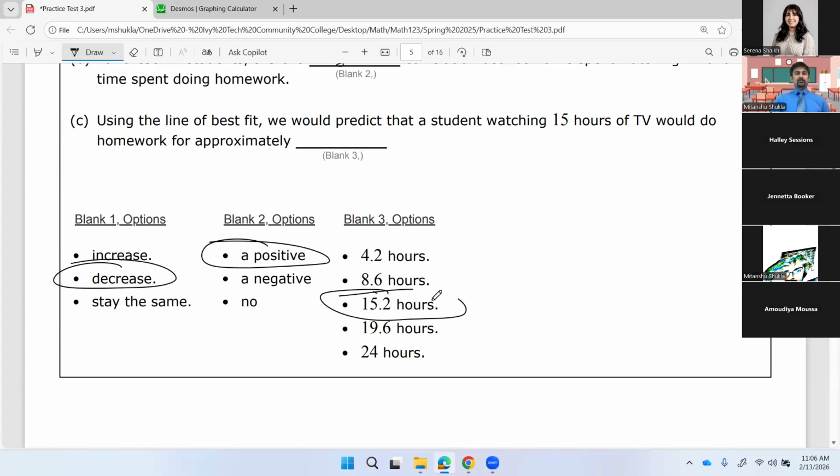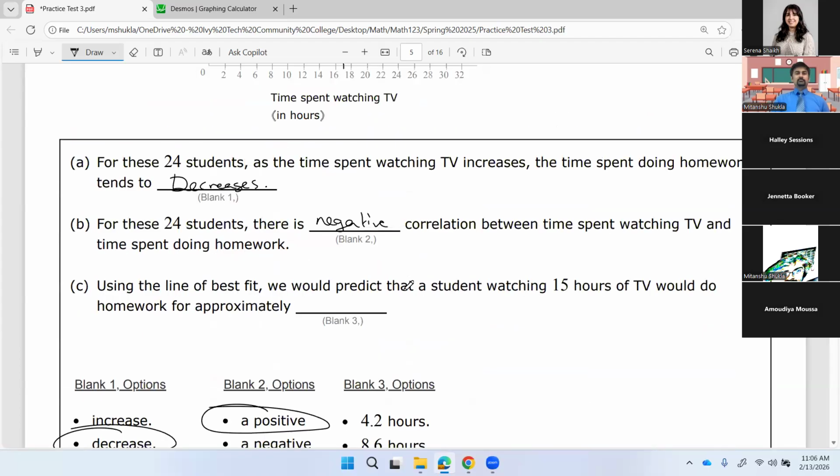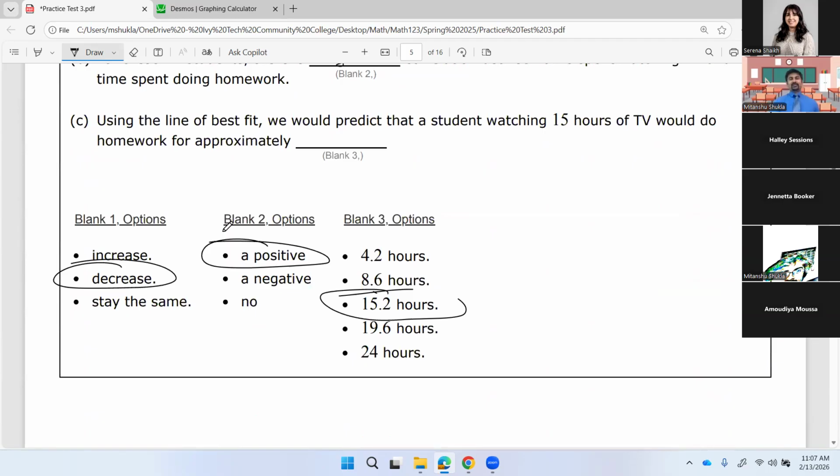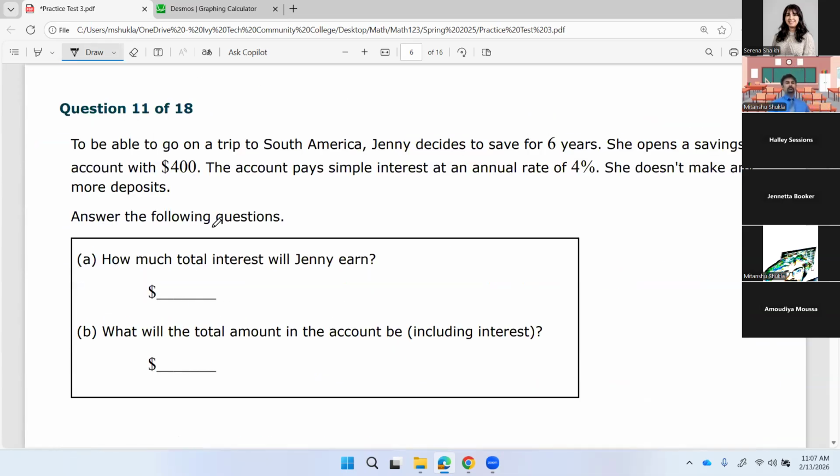I don't know if I agree with that 15.2 hours. Oh, you know what? Yeah, I do. What am I doing here? I'm looking at 17 hours. 15 hours would be here, and draw a line straight up to the best fit. Oh, here we go. Now we're getting there. And yeah, now I would agree with about 15.2 hours. Okay. So that's a scatter plot.